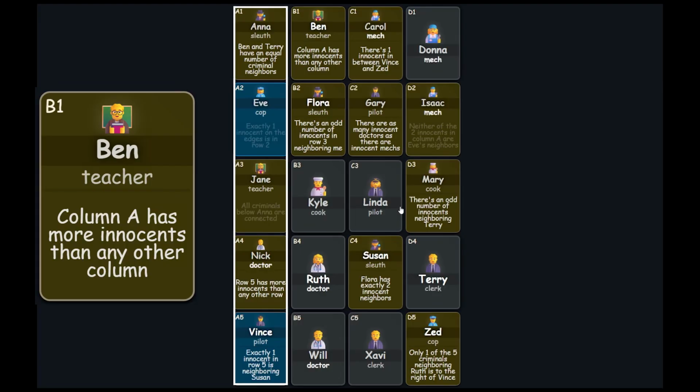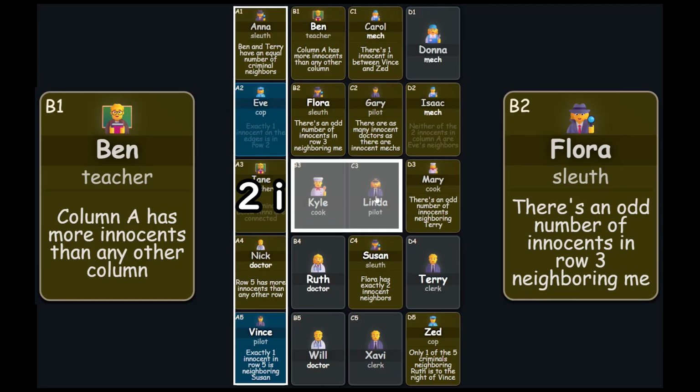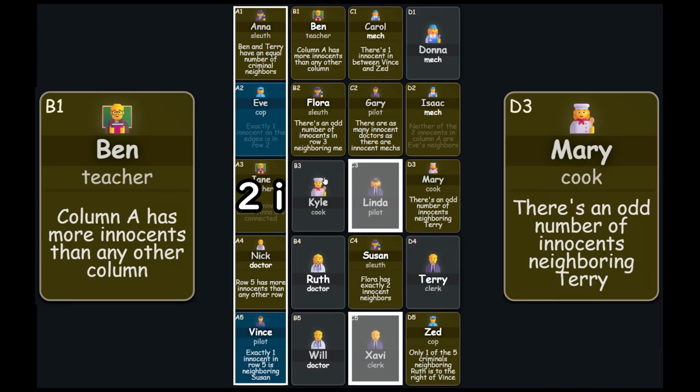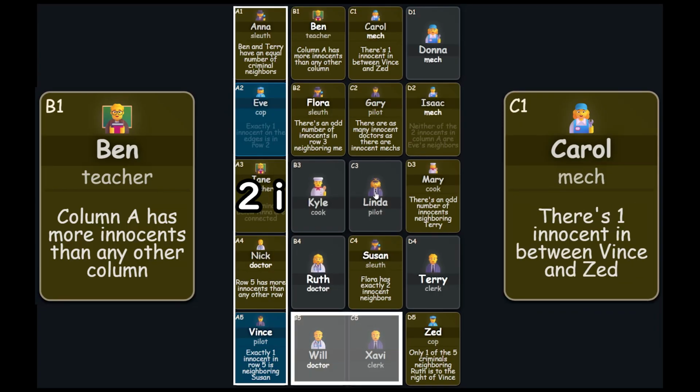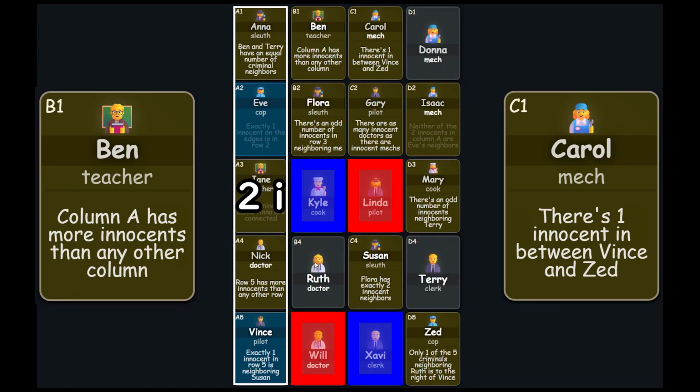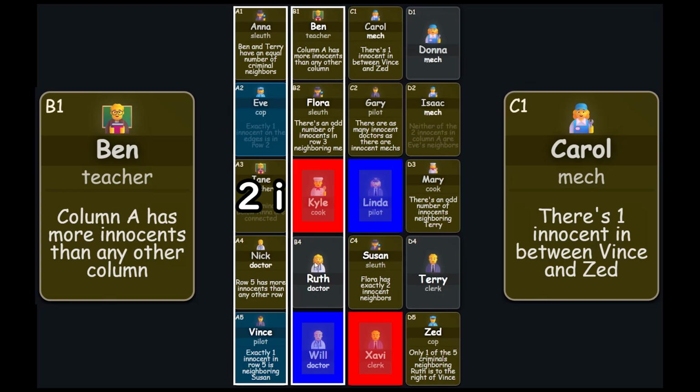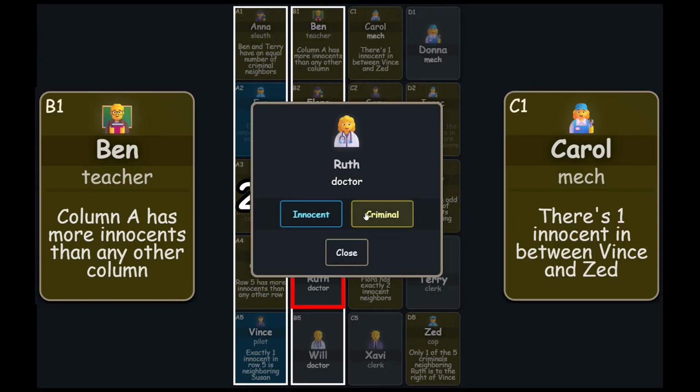Column A has more innocents than any other column. There are 2 innocents in there, so all the other columns must have 1 innocent or less. From all the clues we have, we know that either Kyle or Linda is innocent, either Linda or Xavier is innocent, and either Will or Xavier is innocent. So there are 2 possible states we are dealing with. Whichever is the case, there's an innocent in column B, and there cannot be another innocent in this column. Therefore, Ruth must be a criminal.